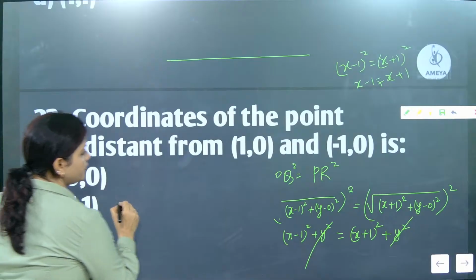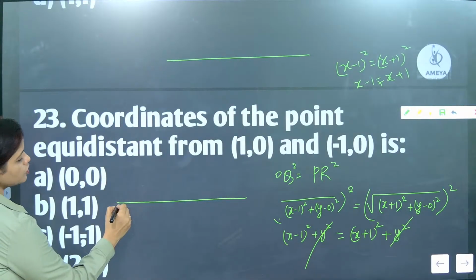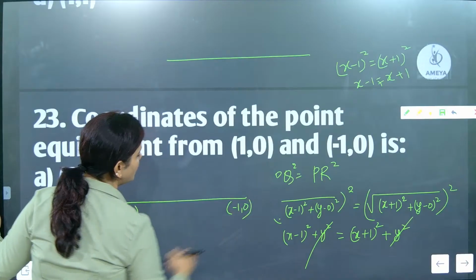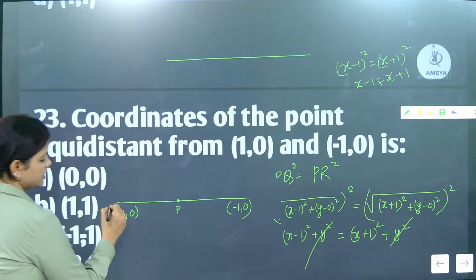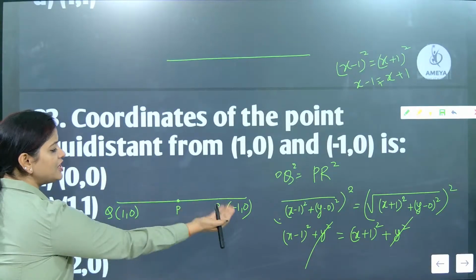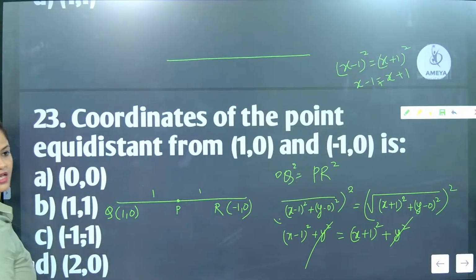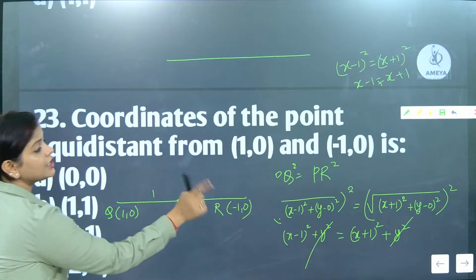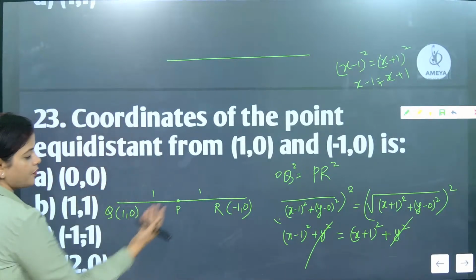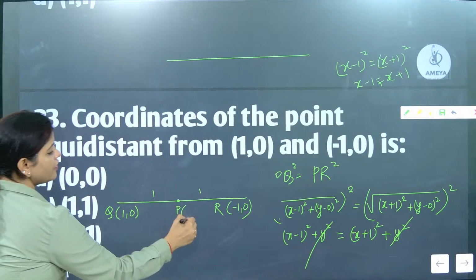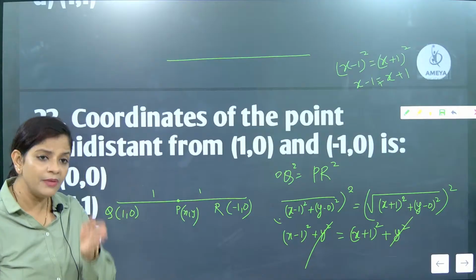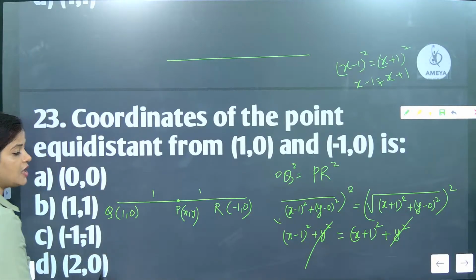Look here. When you are drawing it, this is (1, 0) and this is (minus 1, 0), and this point P is equidistant between Q and R. If it is equidistant, its ratio becomes the same, because x and y are both getting cancelled. So we are presenting it on a line. If it is equidistant, P will become the midpoint. And what is the midpoint formula?